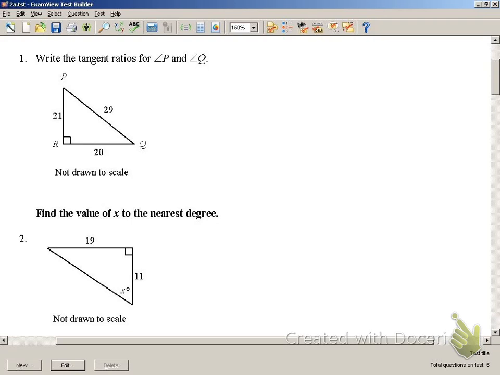So this is our startup for week number 2. Number 1, it asks us to write the tangent ratios for angle P and for angle Q. Now remember, anytime that we are doing any type of trig, it is always good for us to go ahead and write SOHCAHTOA. That way we have it there for us to reference.